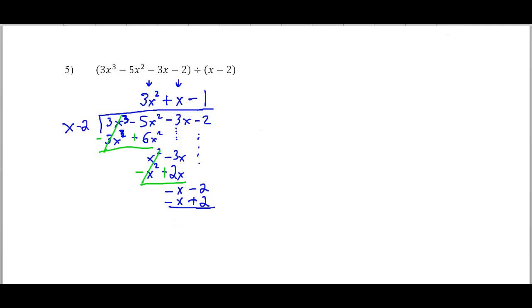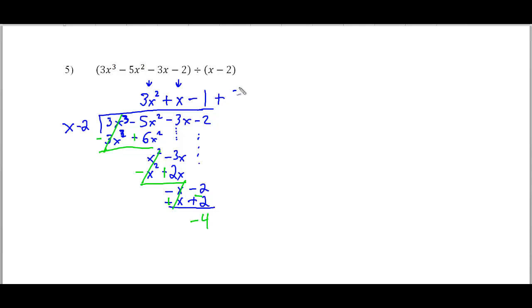Because when I do my subtraction, this becomes positive, this becomes negative. That simplifies. This does not. This gives me a negative 4. So that is going to be my remainder. That problem has a remainder, unfortunately.